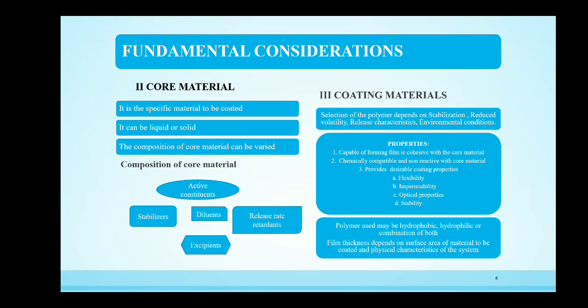material. It should be chemically compatible and non-reactive with the core material. It should provide desirable coating properties like flexibility, impermeability, optical properties and stability. Polymer used may be hydrophobic or hydrophilic or a combination of both. So the film thickness mainly depends on the surface area of the material to be coated and the physical characteristics of the system.